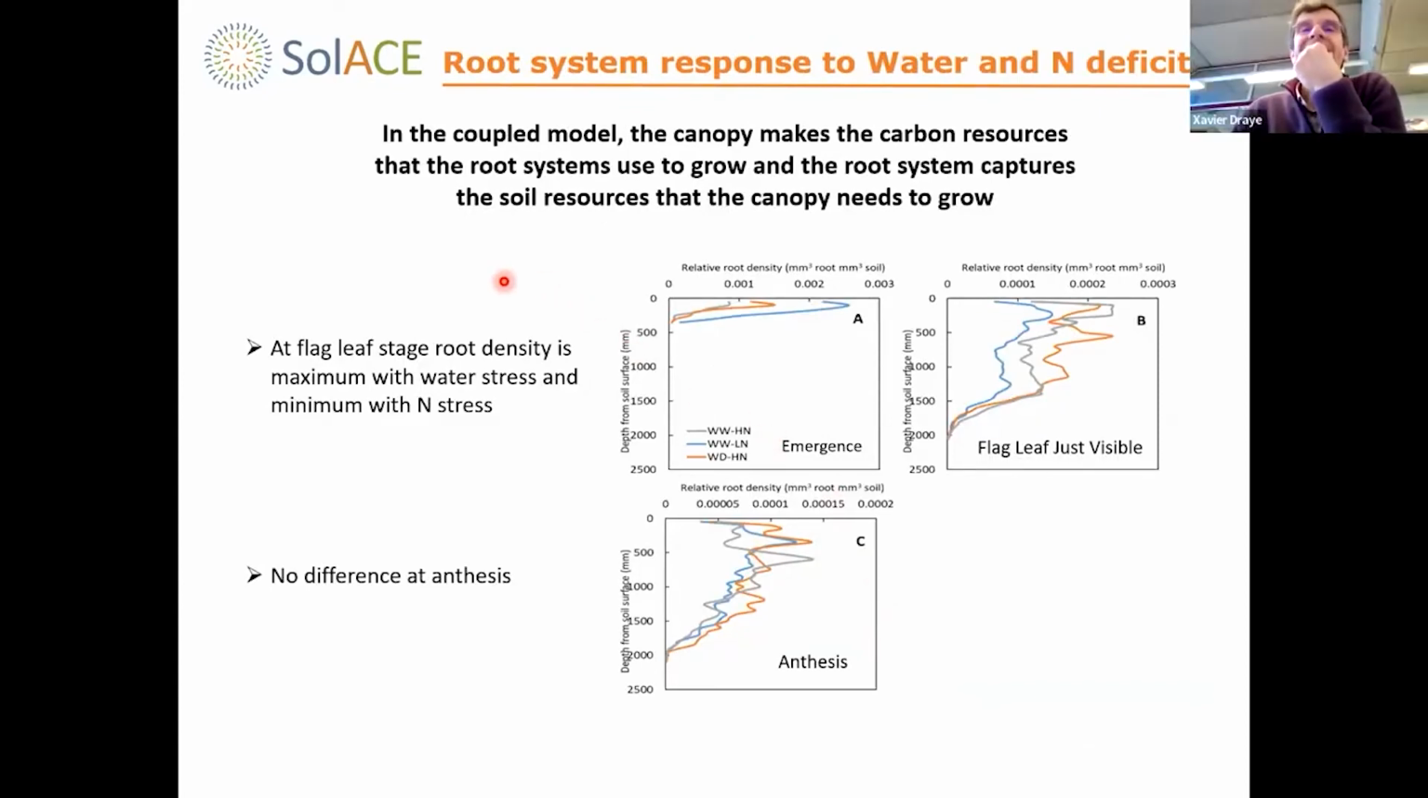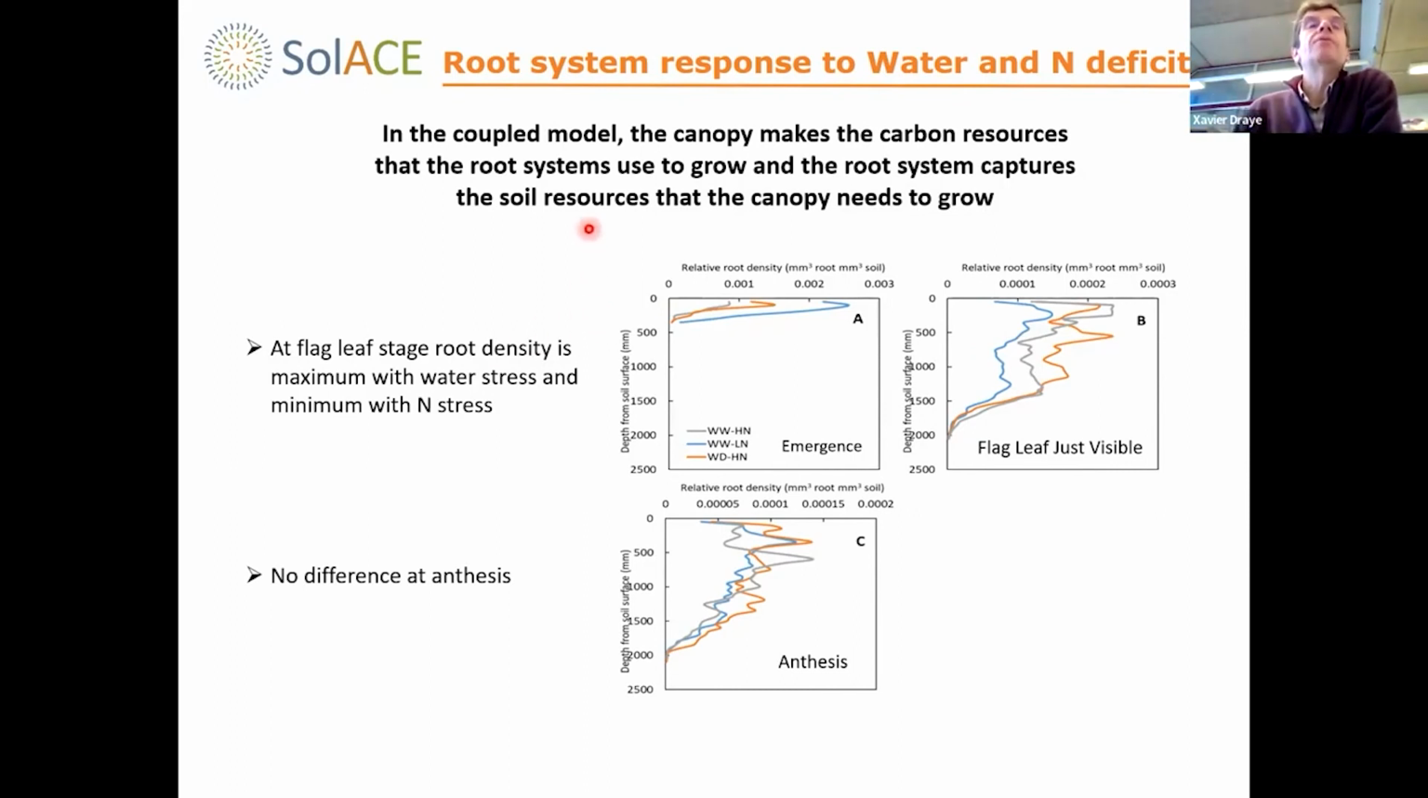In the coupled model, the canopy that is inside the crop model computes the amount of carbon resources. Part of this is transferred to the root system. The root system will be able to grow, to explore a new volume of soil, and also to capture soil resources, water, nitrogen, phosphorus, and so on, that are then transferred back to the canopy. And we then have a loop with lots of feedback, integrating time, phenology, space, growth, and so on.